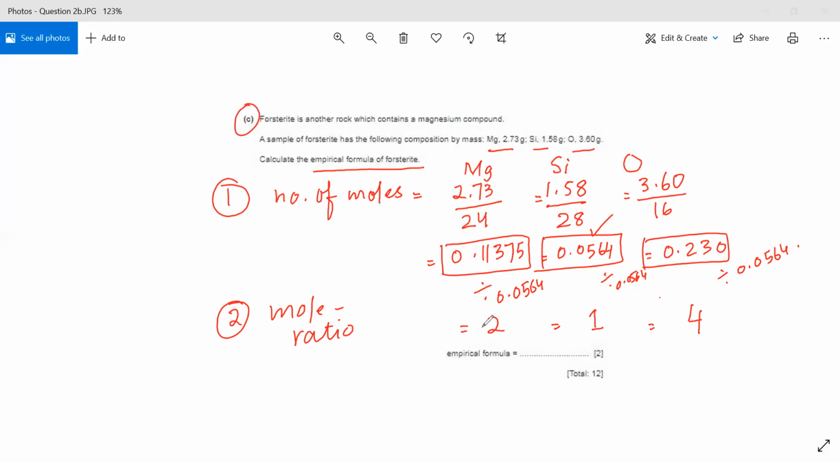So for magnesium, what have you found? You have found 2. For silicon, it is 1. For oxygen, it is 4. So what will be our empirical formula? Mg2Si, since it is 1, we don't need to write 1 here. And then O will be what? O will be 4. So this is the empirical formula that they asked us to find for forsterite.